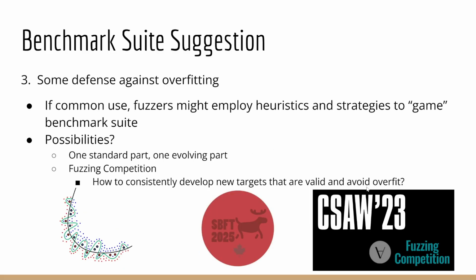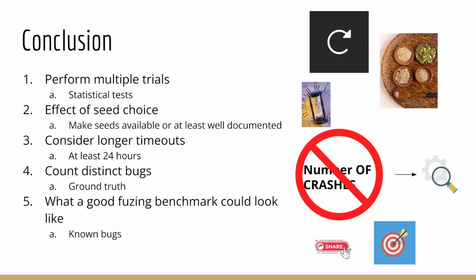The paper also mentions that there should be some defense against overfitting, as fuzzers might deploy a heuristic or strategy to try to game the benchmark suite. One possibility mentioned is having a standard part of the fuzzer and an evolving part of the fuzzer. They go further into detail in the paper about what strategies could be used to avoid overfitting. But in conclusion, when evaluating fuzz testing, these are the key things to remember.